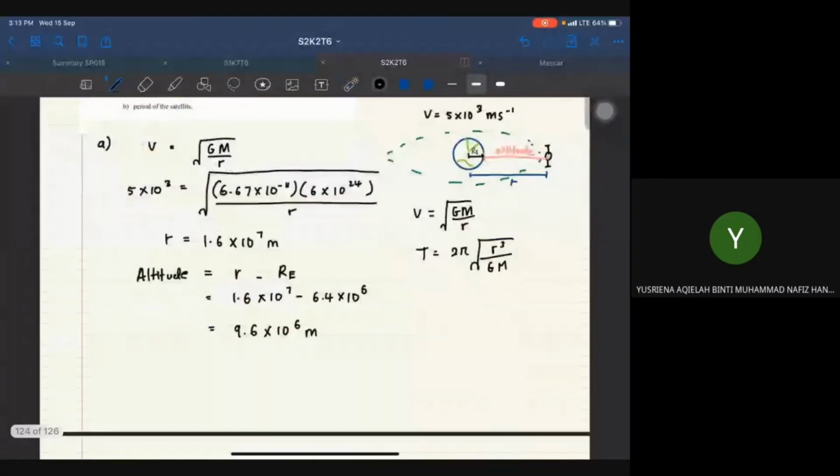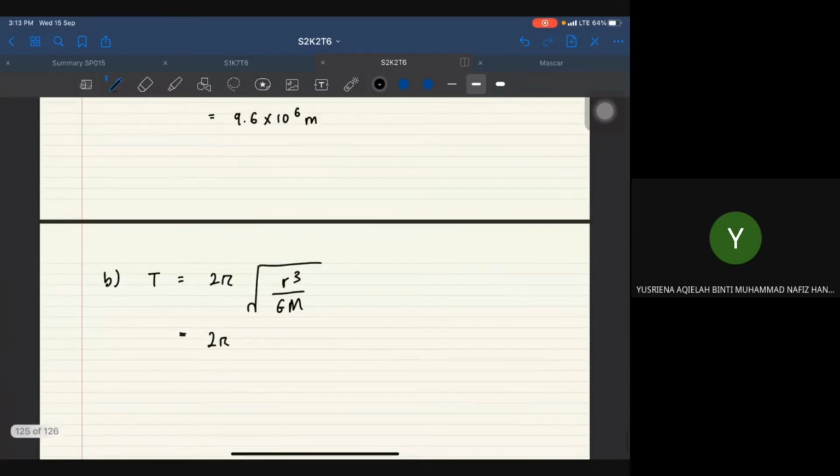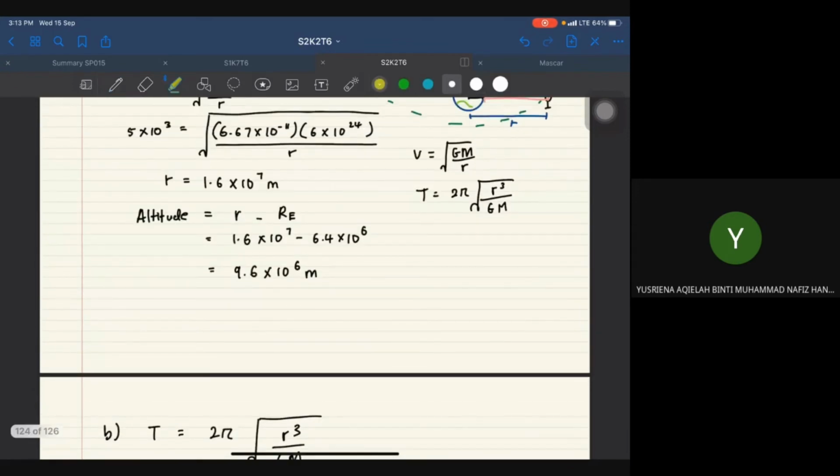Yes sir. Okay, so that one is for the A. For the B, they want to find the period. B is straightforward lah. T is equals to 2 pi square root of R cube over GM. Okay, jangan salah pakai R. Here the R will be center to center lah, bukannya altitude. So you use this one. Okay, 1.6 lah.